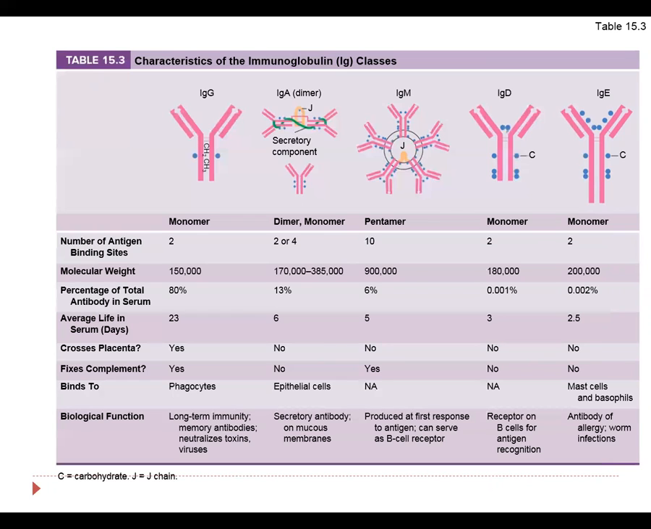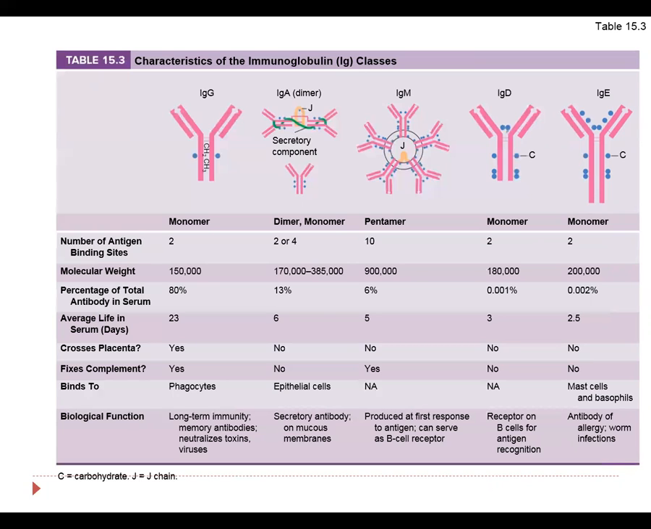IgM is your first responder antibody. IgD is your B cell receptor. It is your main B cell receptor. Occasionally an IgM will serve as a B cell receptor, but IgD is the main one. IgE is going to be your antibody that is found in allergic reactions and your worm infections.